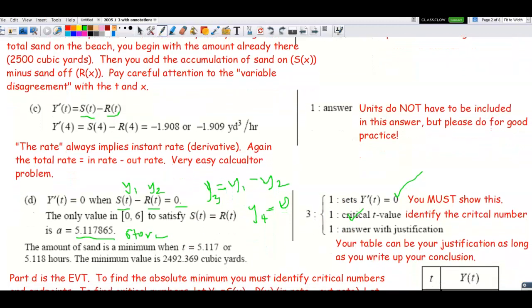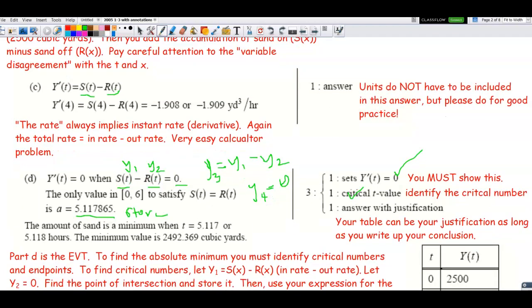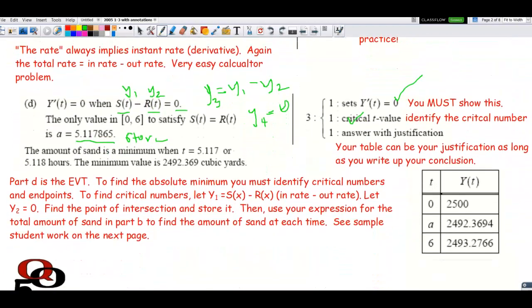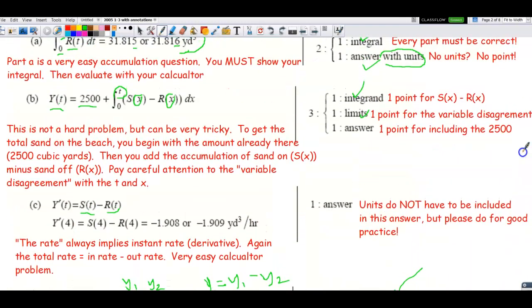Now, to determine the minimum, there are two ways to justify yourself. The scoring guide uses the table method, and I'll talk about that, and then I'm going to show you some student work. So, first endpoint is 0, and we already knew that there were 2,500 cubic yards of sand on the beach. Now we're going to use an integral, so we're going to go back to the integral that we wrote in part B, because this is how we're going to figure out how much sand is on the beach at any time. So we're going to use this integral: 2,500 plus the integral from 0 to the stored number 5.11786.